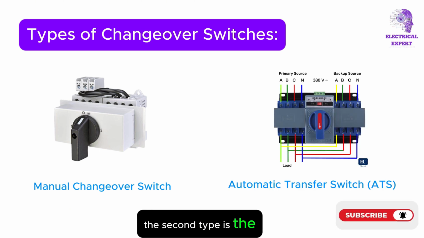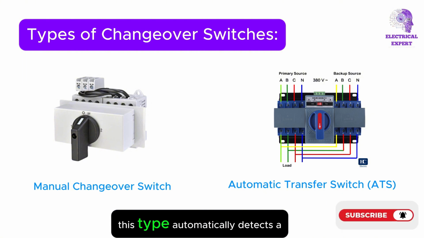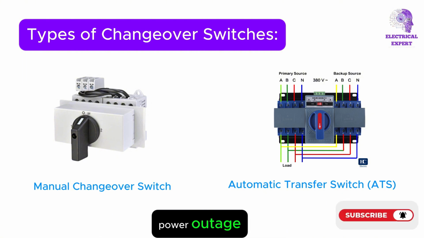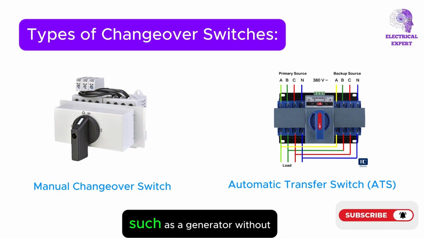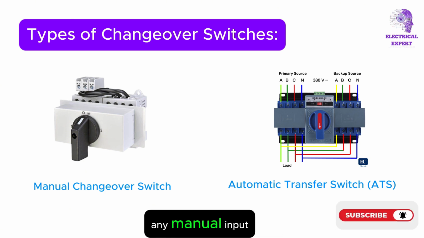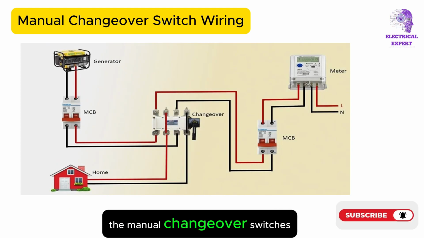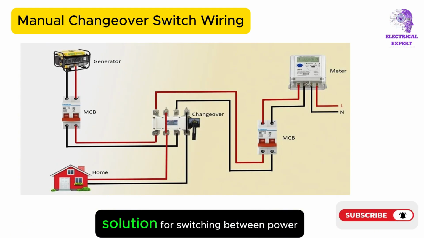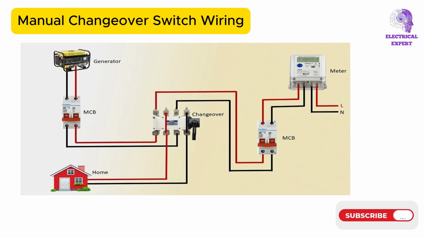The second type is the automatic changeover switch, often referred to as ATS. This type automatically detects a power outage and switches to an alternate source, such as a generator, without any manual input. The manual changeover switch is a simple yet effective solution for switching between power sources, like the main supply and a generator.